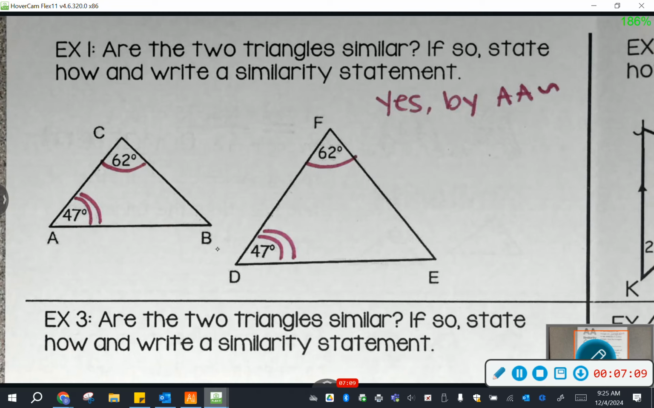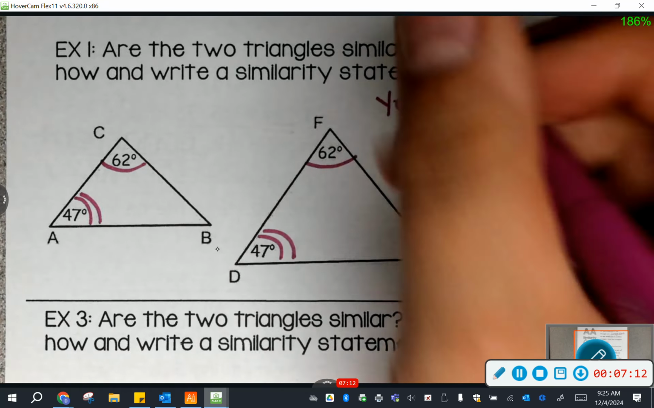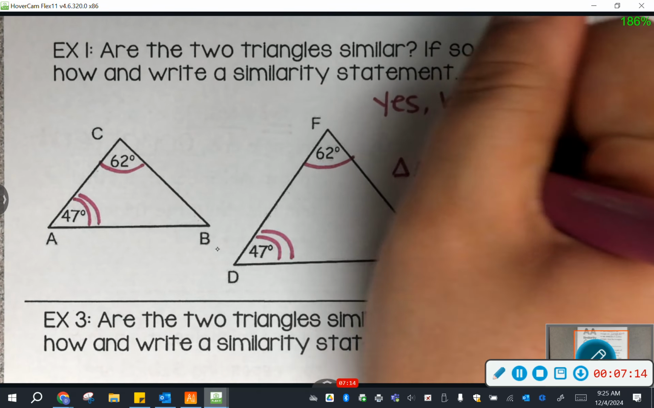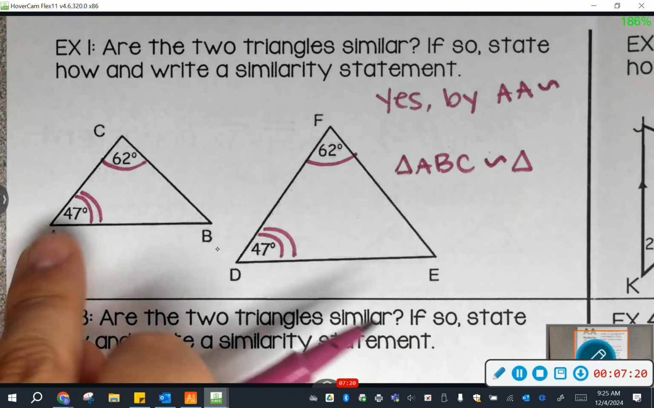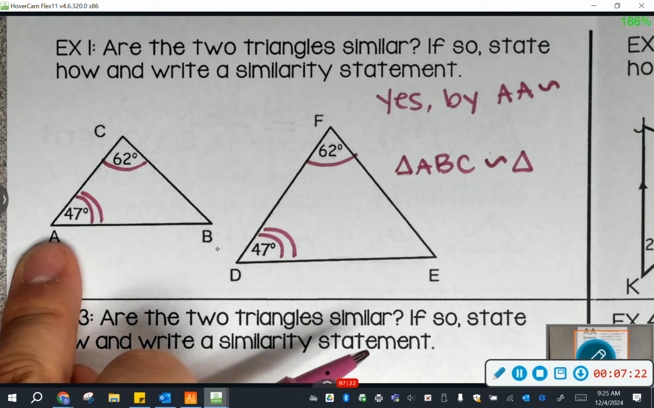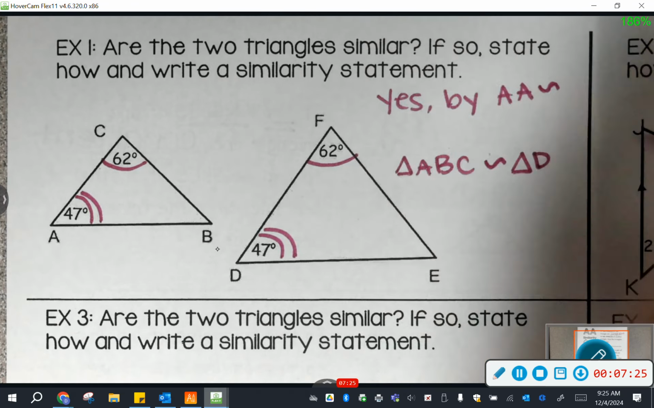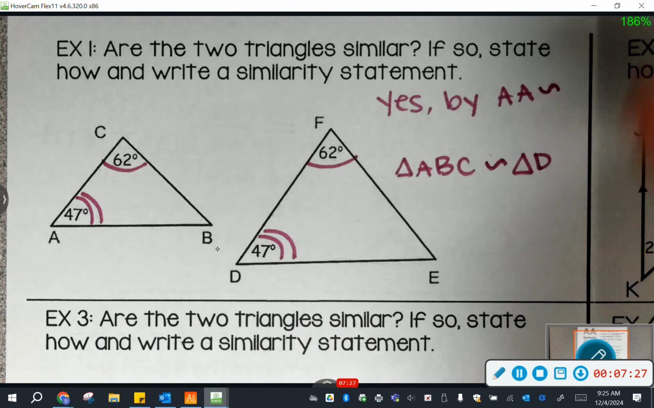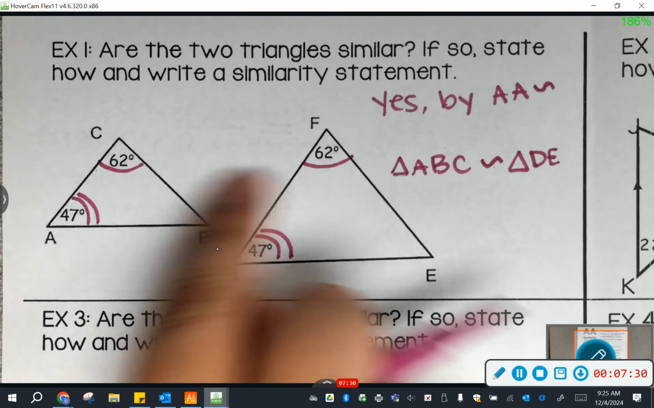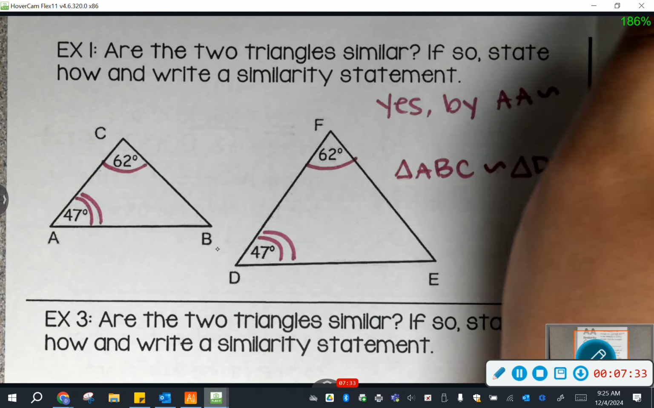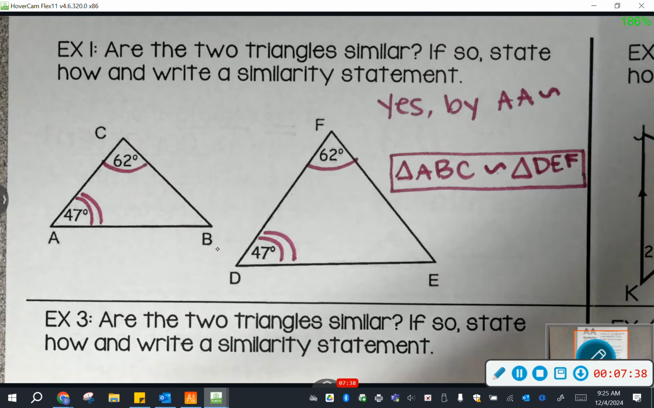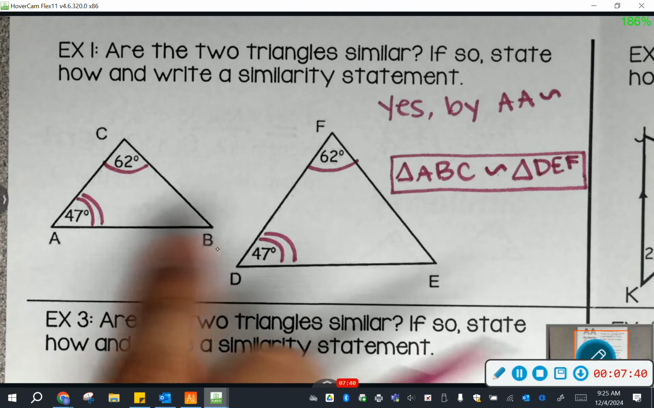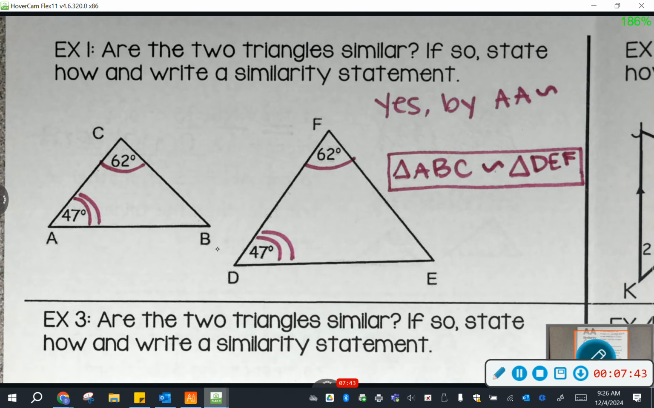Then it says, write a similarity statement. A similarity statement looks like this. Triangle ABC is similar to what triangle? What goes with A? D. What goes with B? E. And what goes with C? F. So ABC is similar to DEF. Are they congruent? Are they the same size? No. But they're the same shape, so they're similar.